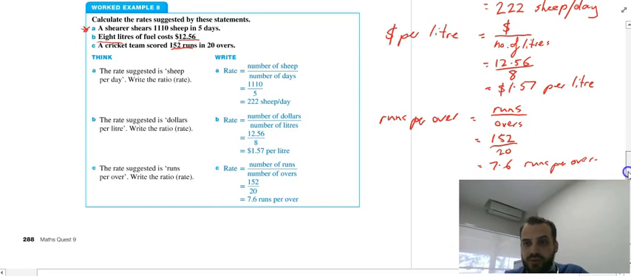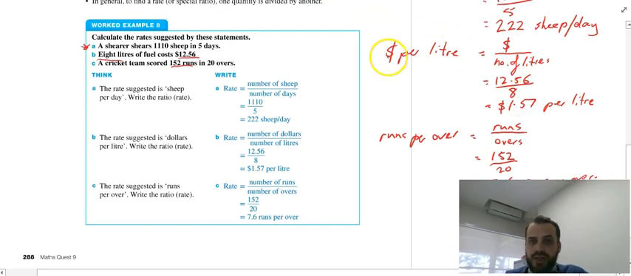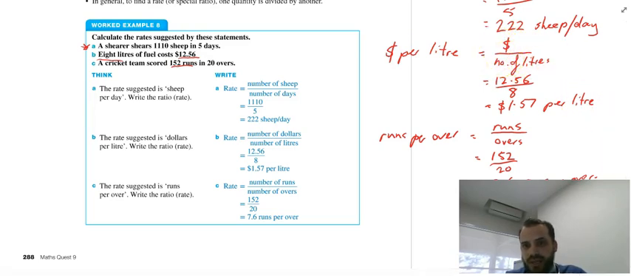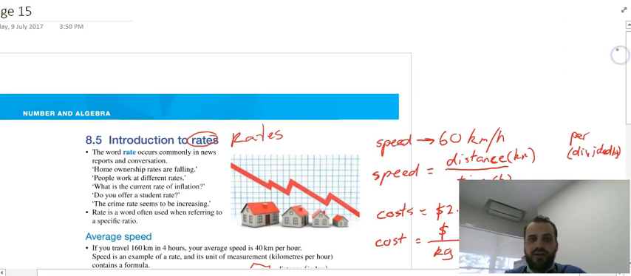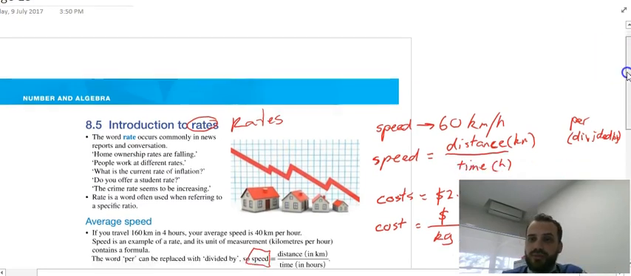Okay, so that's rates. Remember that this something per something, the formula is always the same. The first thing divided by the second thing. All right, that's a good introduction, I hope, to rates.